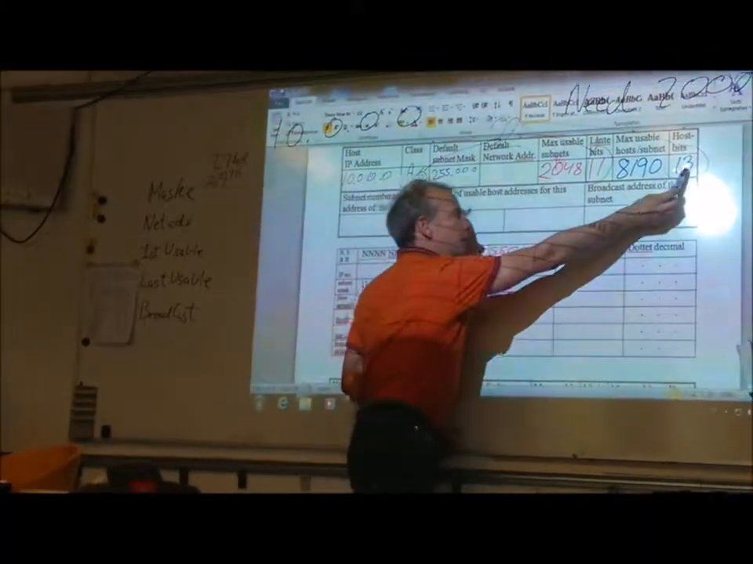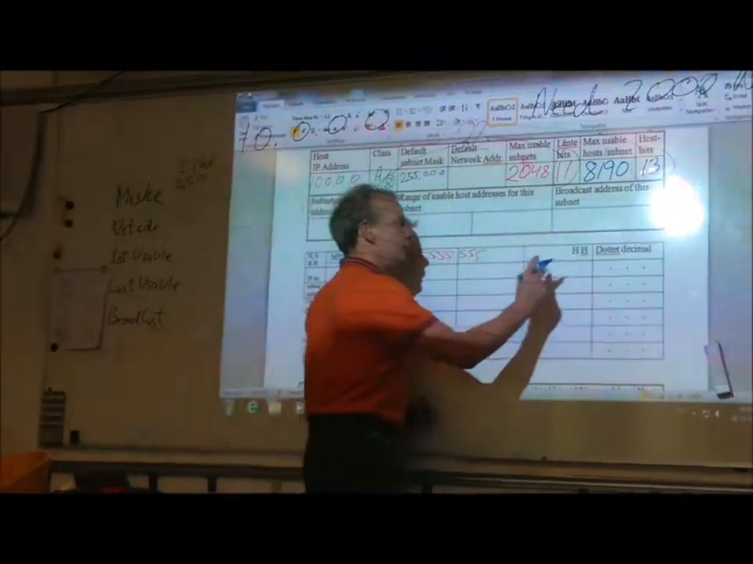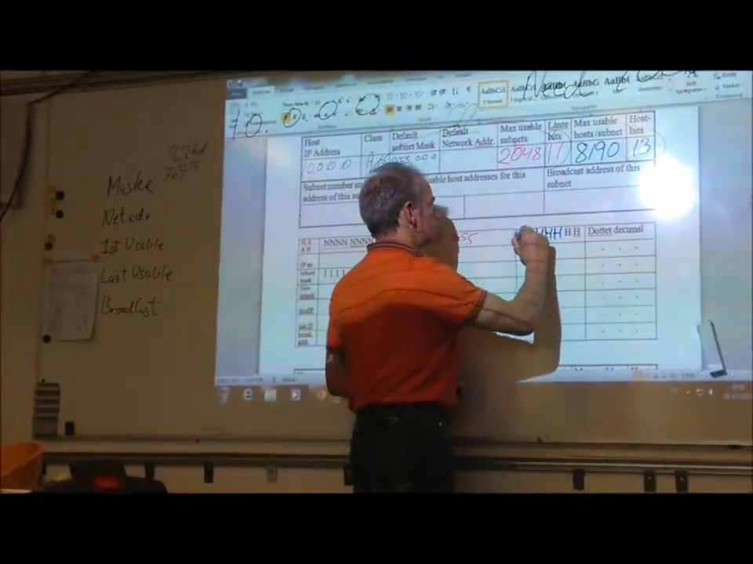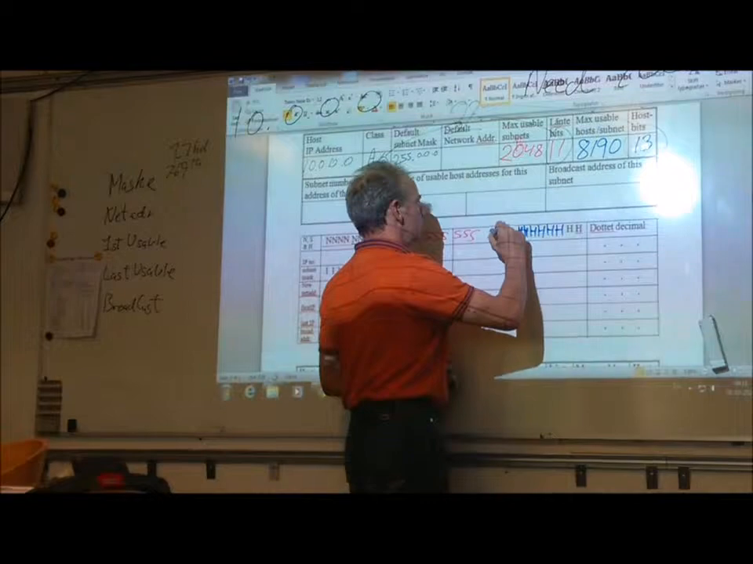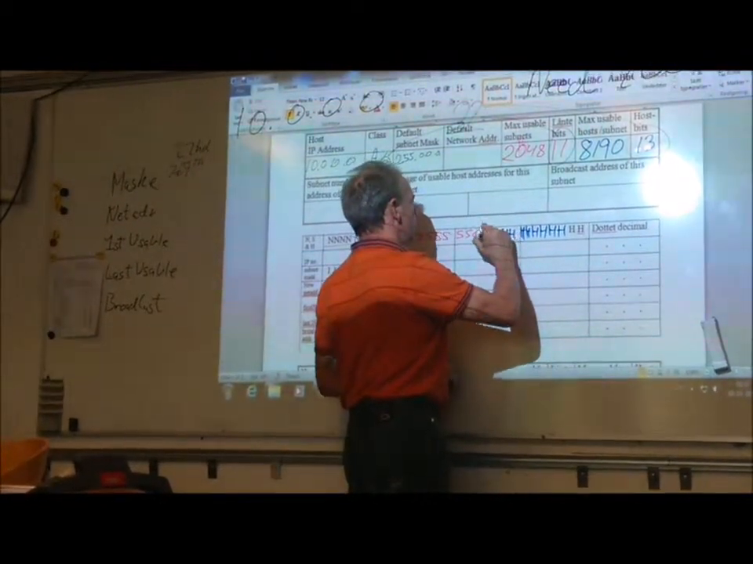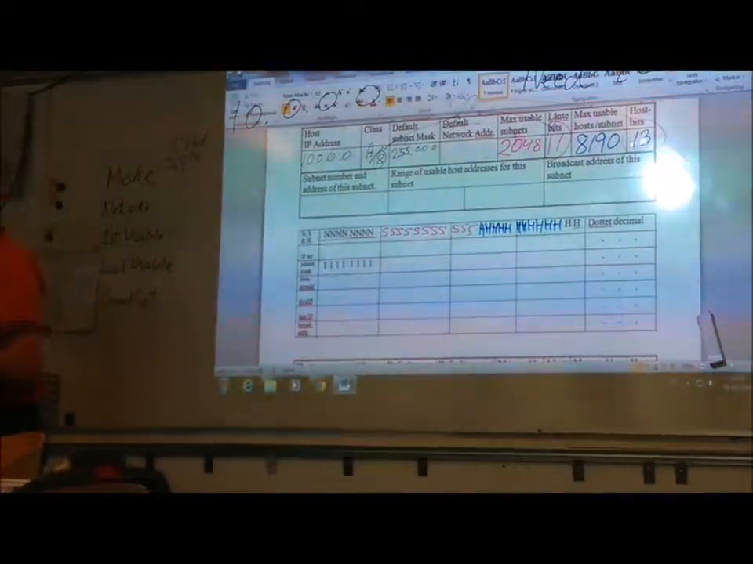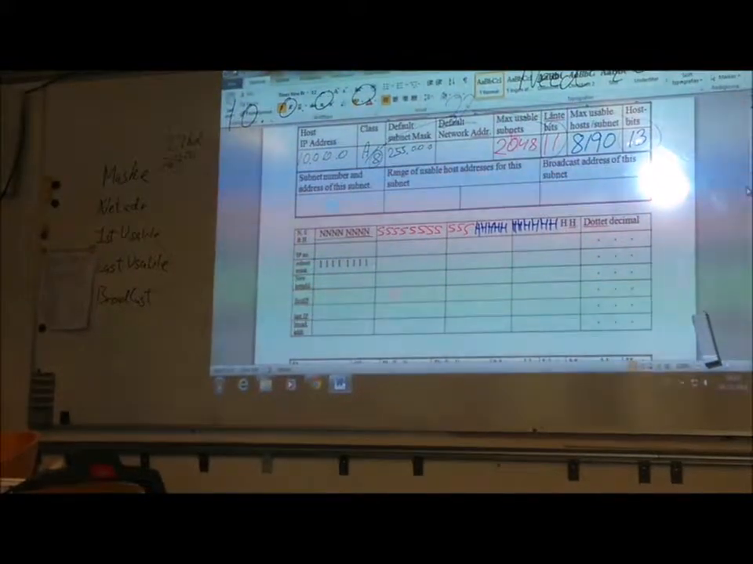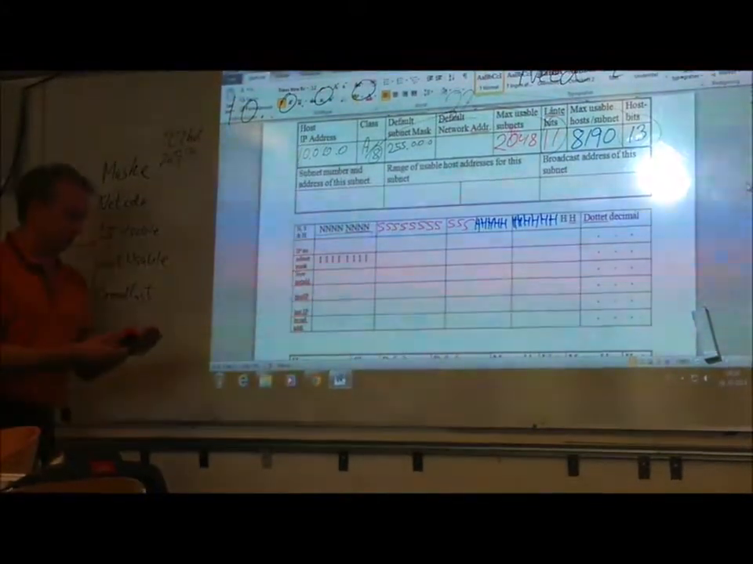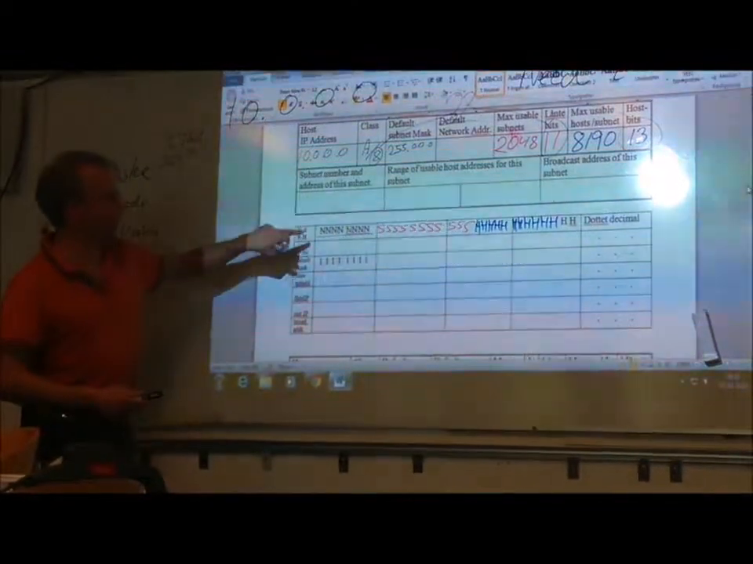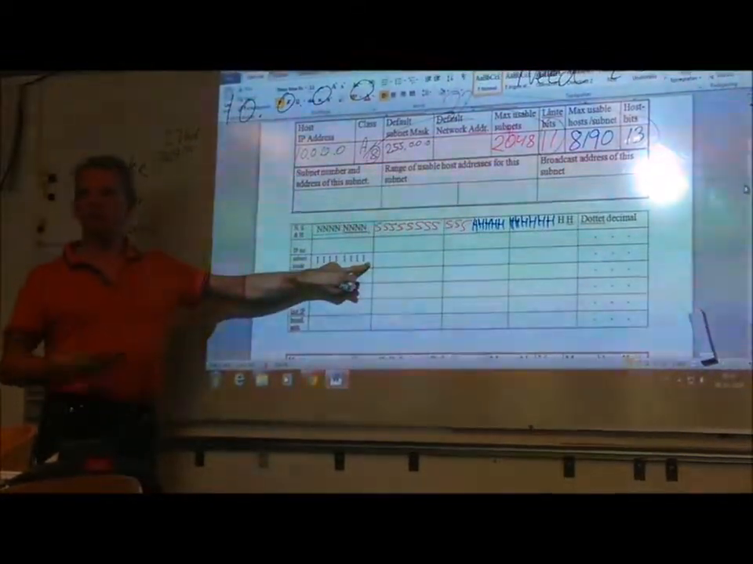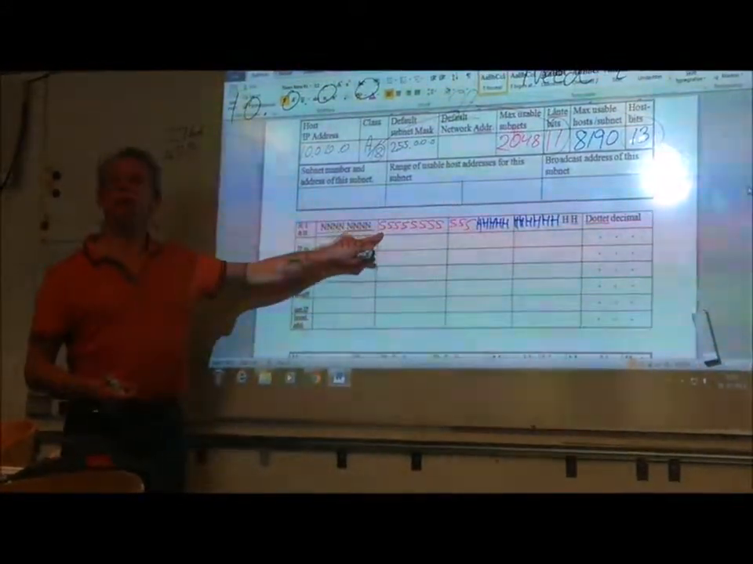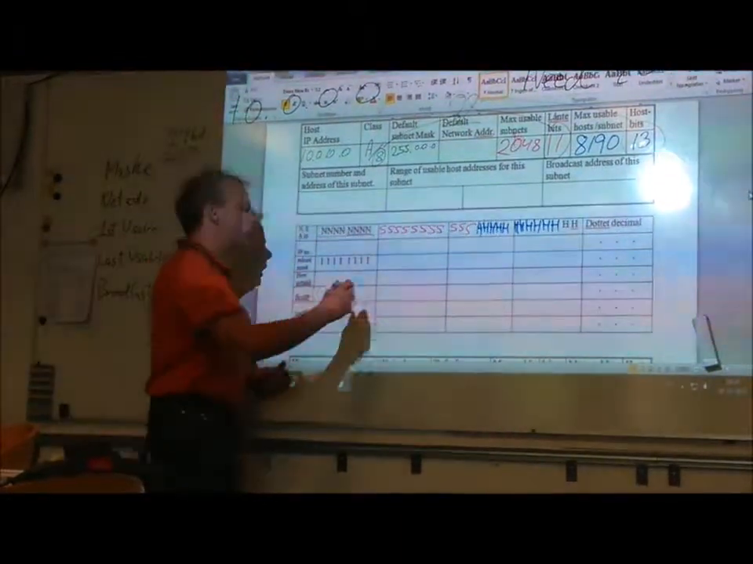Take those 13 and say I need 13 host bits. There are 1, 2, 3, 4, 5, 6, 7, 8, 9, 10, 11, 12, 13. 13 host bits. That actually gives you the mask of your network, because in your mask, all network bits are 1s. So to explain to the router that these are network bits, put in a 1. Oh, subnet bits are also network bits. So put in a 1.